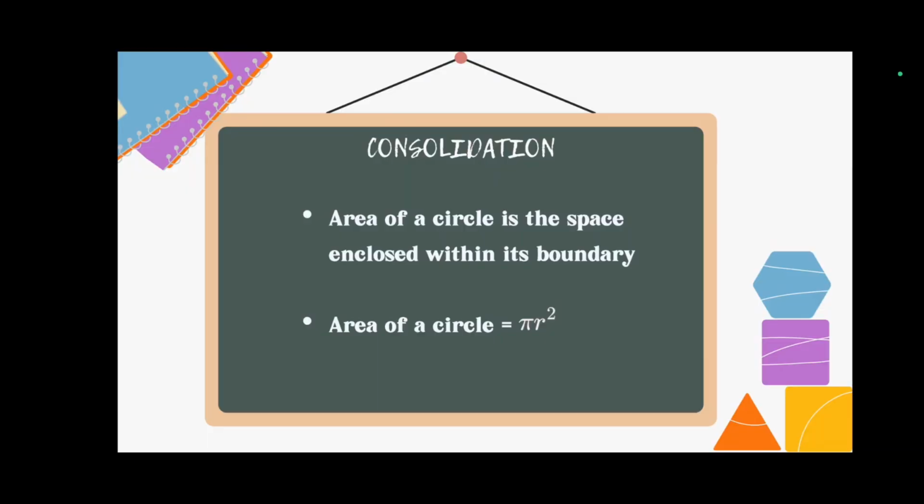Now, let's consolidate today's class. In today's class, we learned about the area of a circle. We can say that the area of a circle is the space enclosed within its boundary. Also, we found out the formula to find the area of a circle. That is, area of a circle is equal to pi r square.